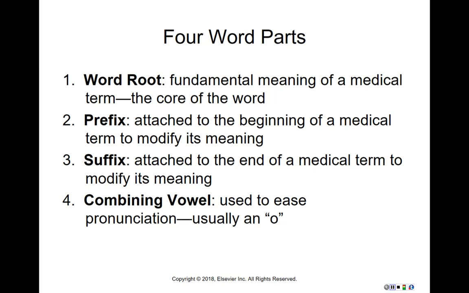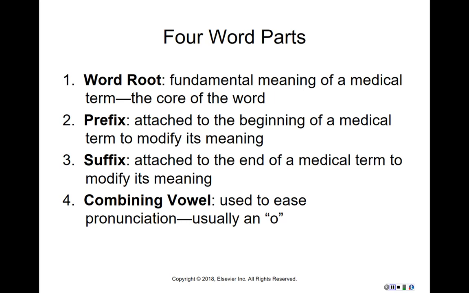And then we have a combining vowel. A combining vowel is just used to ease pronunciation, and it's usually the letter O. Not all the time, but usually. The next few things I'm going to cover are not on the slides, but they are in your textbook. The combining vowel is placed to connect two word roots. It's also placed to connect a word root and a suffix, but it is not placed to connect a prefix and a word root. Look at the examples in the medical term osteoarthritis.